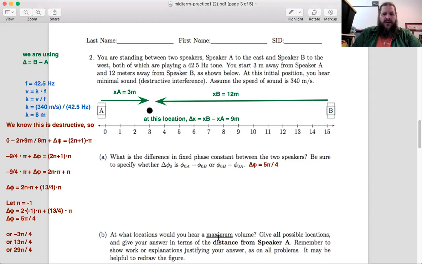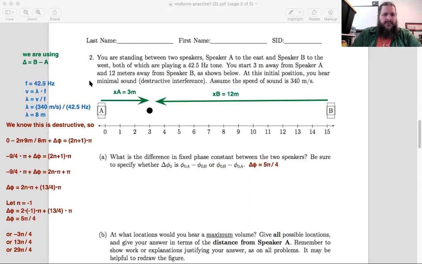And up next, we want to figure out where we would hear a maximum volume. So in this same setup, at what location are we allowed to move around? So instead of being at this location, let me clear that out. Let's say you could be anywhere. Let's say you could move to a new location. It doesn't even have to be at a whole number mark. You could be moved to anywhere you want. And let's say you're at this new location. So you've got XB and XA.